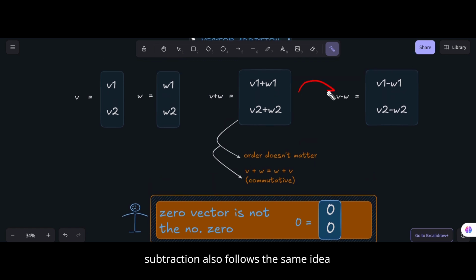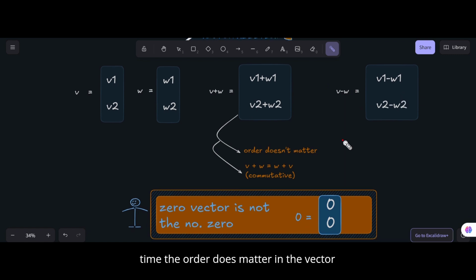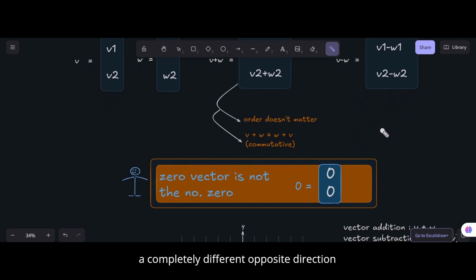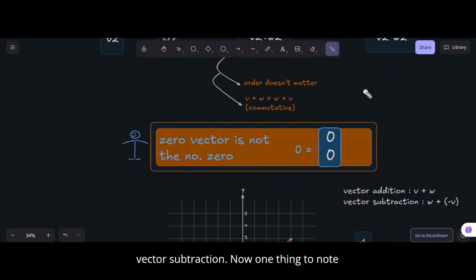Now vector subtraction also follows the same idea, where we subtract their respective components from one another, but this time the order does matter in the vector subtraction. So if I compute my v minus w, and that gives me a vector in a space like that, my w minus v would give me the vector in a space that is in a completely opposite direction, but it would be of the same magnitude. So it's basically saying that my vectors would be of same magnitude but in a completely opposite direction. So the order does matter in the vector subtraction.